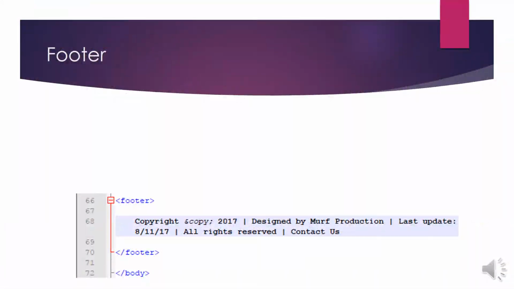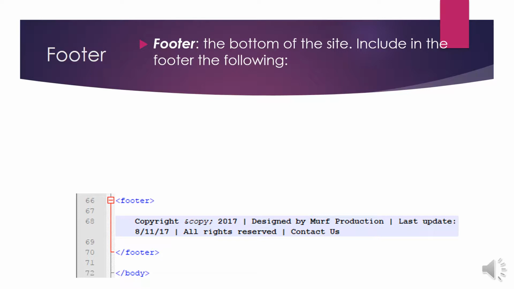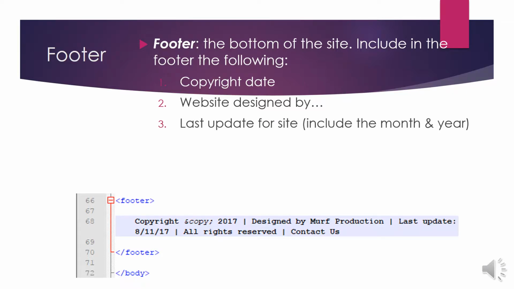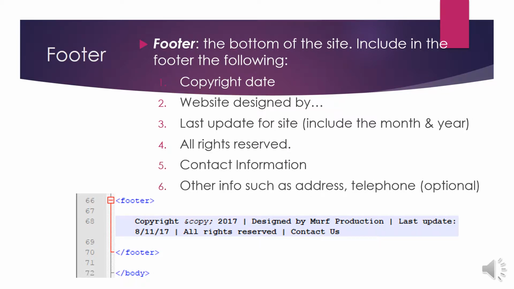The next section I will discuss is the footer. We will come back to the div section. It's a little bit more complicated, so we'll do the footer and then we'll do the div section. The footer is at the bottom of the site, and it includes the copyright date, website designed by, the last update for a site, all rights reserved, contact information, and other such information as address, telephone, fax numbers. That's all optional depending on what you want included in your footer.